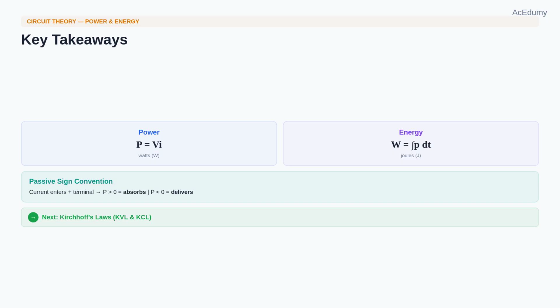Let's review. Power is P equals V times I, measured in watts. Energy is the integral of power over time in joules. The passive sign convention tells us if current enters the positive terminal, positive P means absorbing, negative P means delivering. Always check the current direction relative to the voltage polarity before calculating power. In the next video, we'll start applying Kirchhoff's laws to analyze complete circuits.